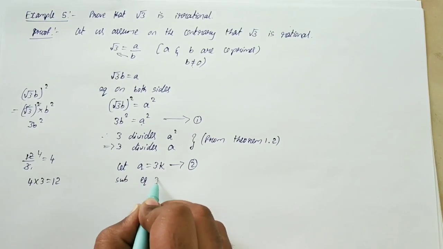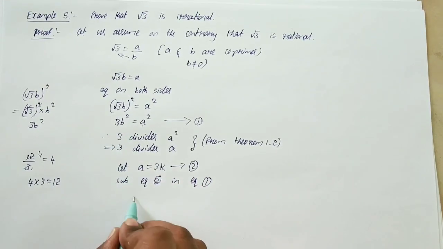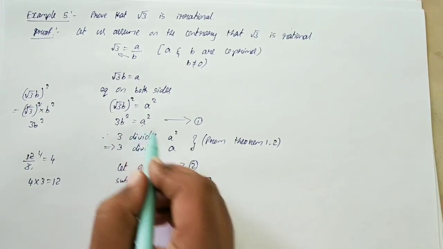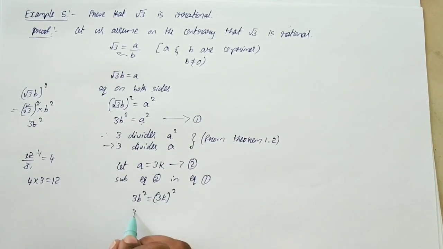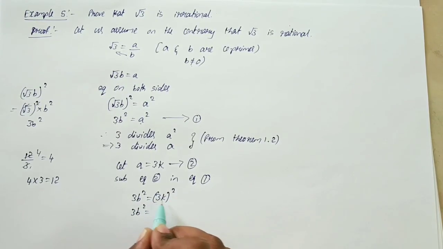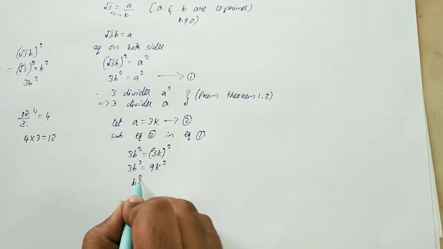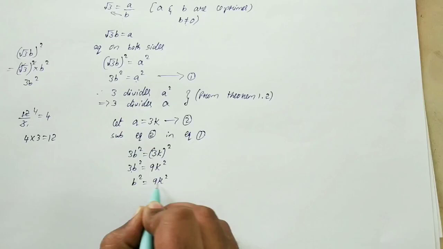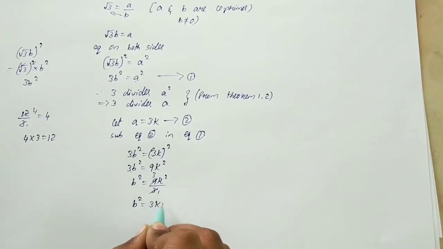Substitute equation 2 in equation 1. So equation 1, 3b square as it is. So in place of a we will substitute 3k. So this square as it is. So 3b square as it is. 3k whole square means this square is for both 3 and k. So the value of 3 square is 9 and k square as it is. In the next step we will shift 3 to the RHS. So what it will become? b square is equal to 9k square by 3. 3 ones are 3, 3 threes are 9. So finally b square is equal to 3k square.